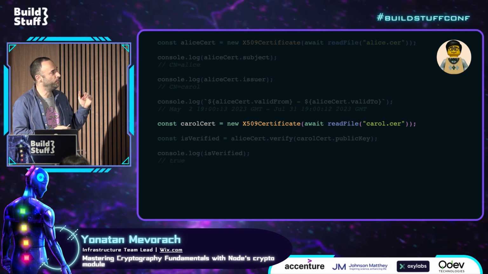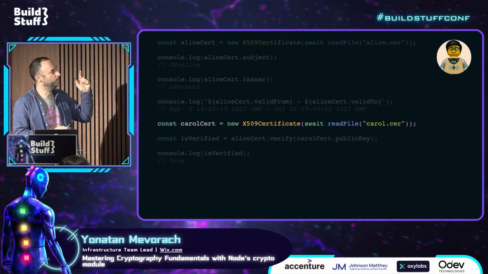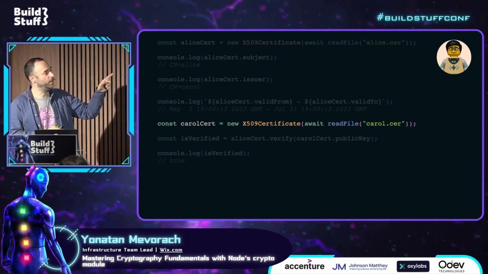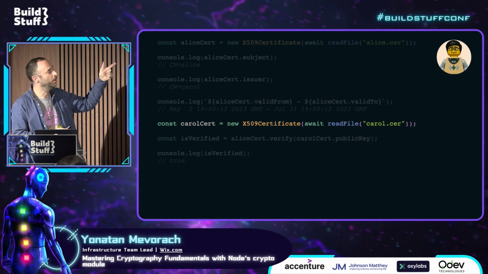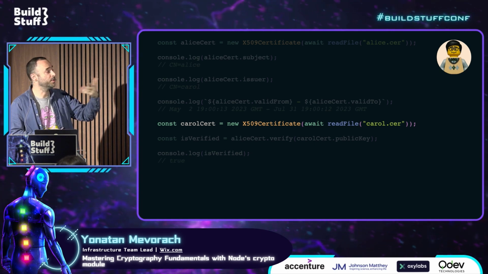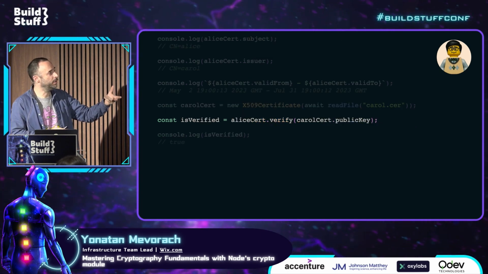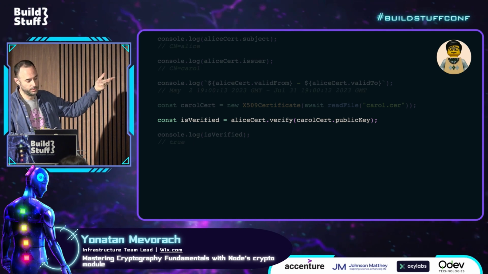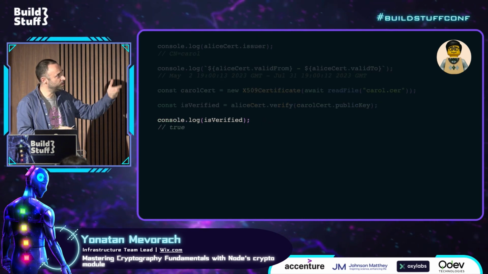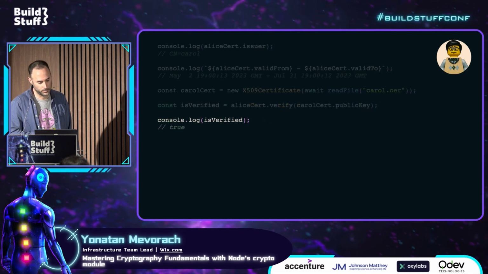And then to perform the verification, Bob can read Carol's certificate in the same way. Carol's certificate contains Carol's public key, and Carol's public key can be used to verify Alice's certificate. And this returns true if everything lines up.